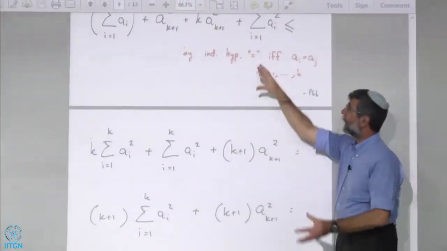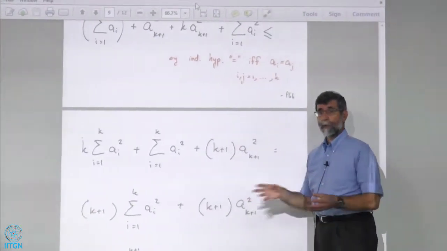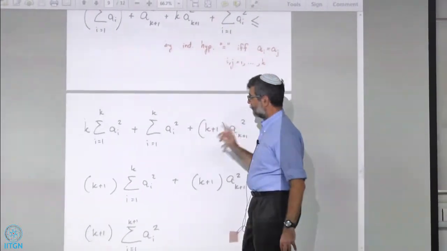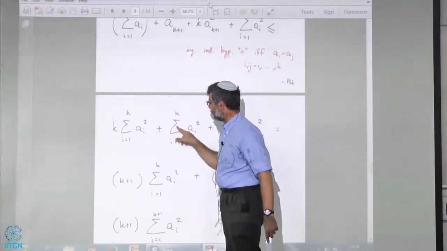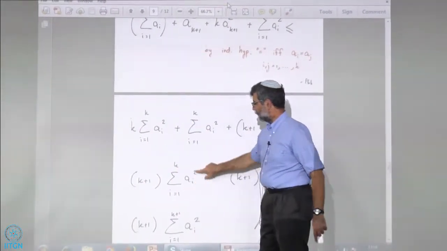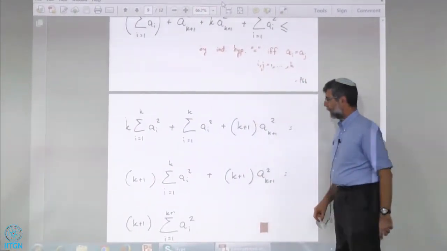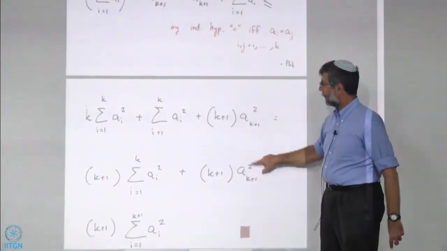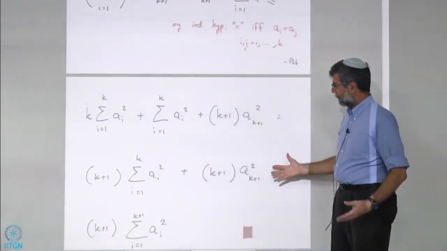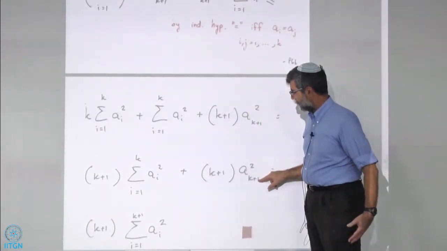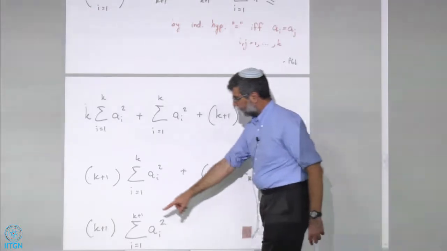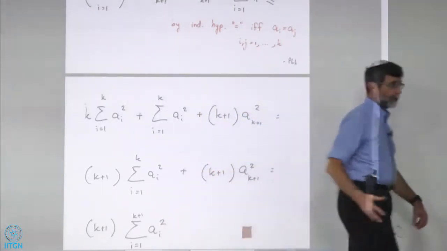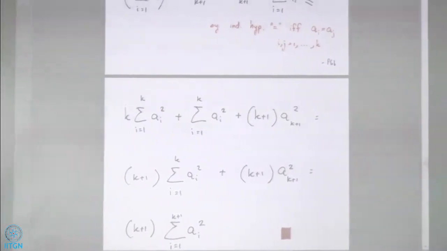So we're gathering these things together using commutativity and distributivity. Gathered all of them together. So what do we have here? We have k plus 1 times this, ai squared, plus k plus 1 times ak plus 1 squared. But now we can stick the ak plus 1 squared inside. So we have k plus 1 times the sum of the squares. And that's the end. I mean, that's where we wanted to get.